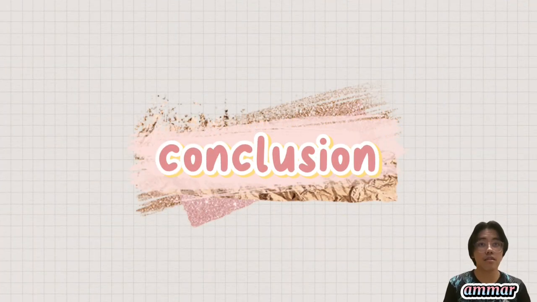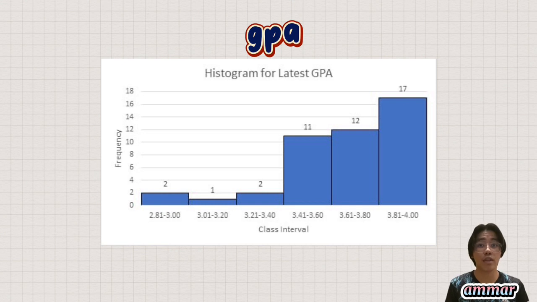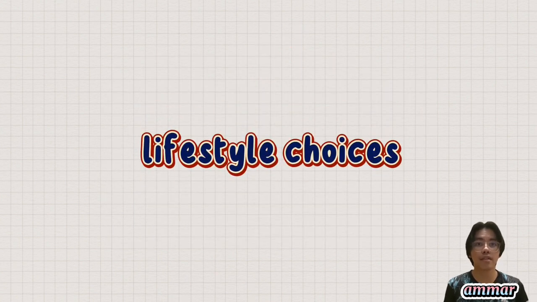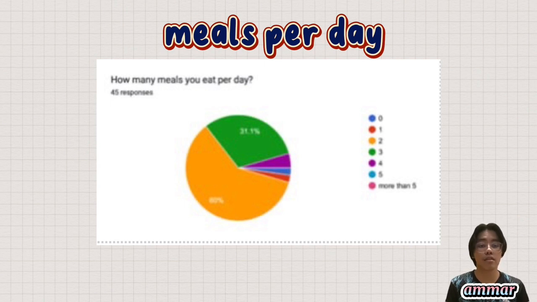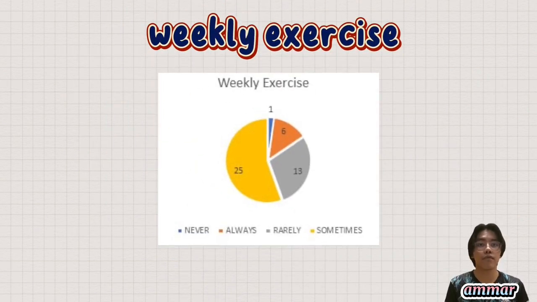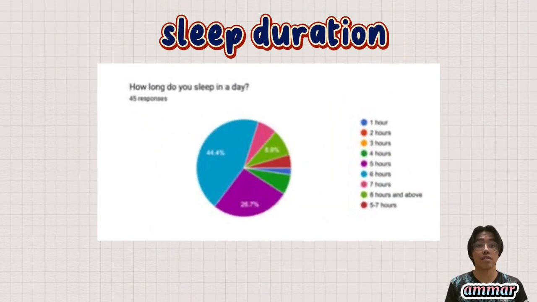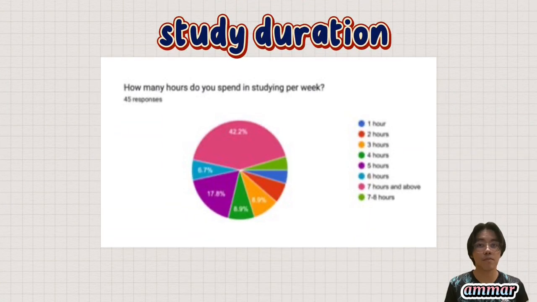So to conclude our presentation, I would like to share our overall findings. First and foremost, the majority of the Generation Z students have gotten 3.81 until 4.0 for their latest GPA, which is 17 students. And the findings reveal interesting patterns in the lifestyle choices of the student population. The maximum number of meals students typically consume per day is 2. When it comes to weekly exercise, the majority of the students engage in physical activity only occasionally. And the data on sleep duration per day indicates a predominant mode of 6 hours, reflecting a common sleep pattern among the students. Additionally, the mode for the time spent studying per week is 7 hours and above.